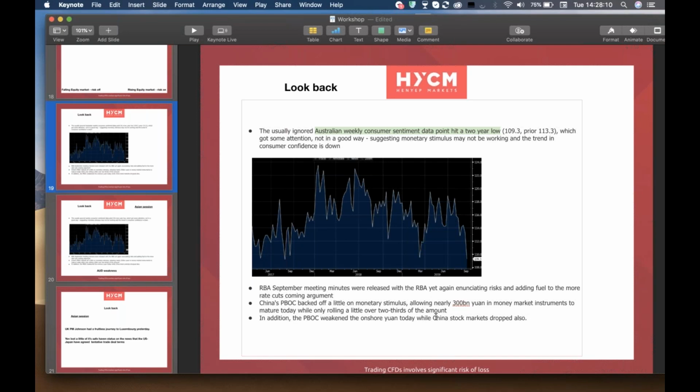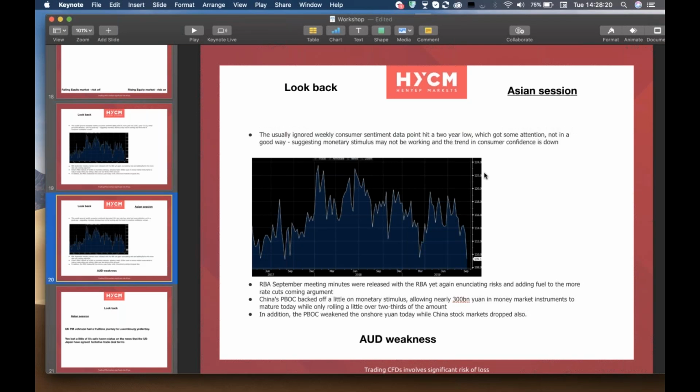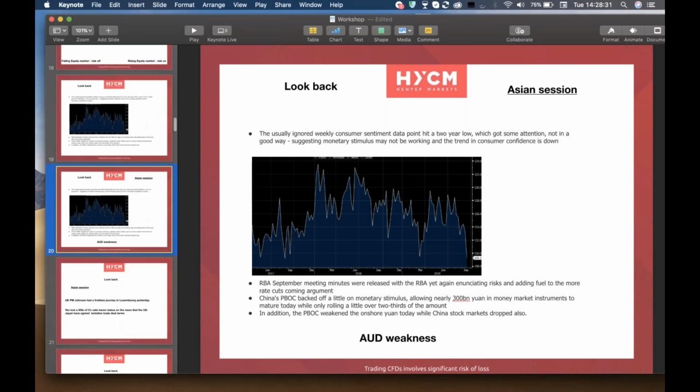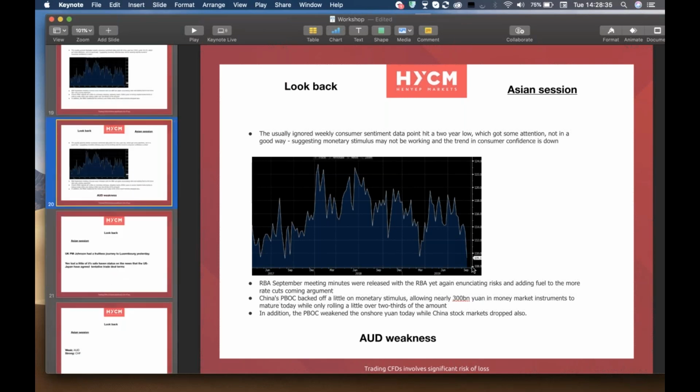We saw the RBA saying interest rate cuts are more likely to be coming, and Australian weekly consumer sentiment. Put that all together, and it's very clear that we're expecting Australian dollar weakness. That was the sentiment coming to my desk this morning. Very clearly looking at Australian dollar weakness as the key market sentiment, the key market mood.